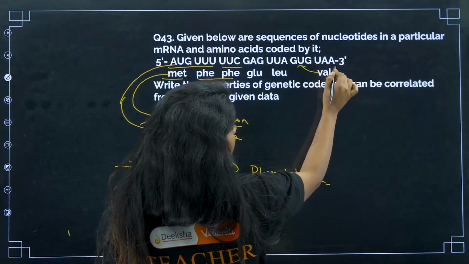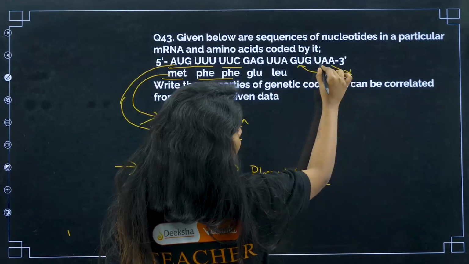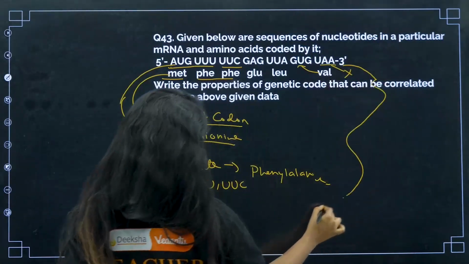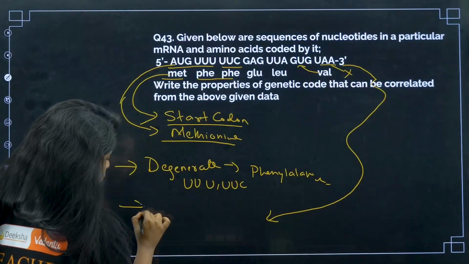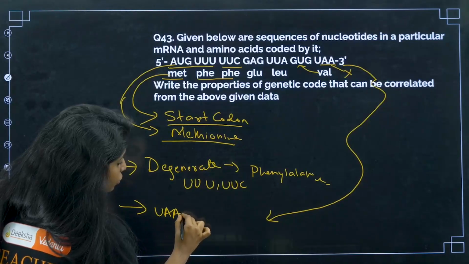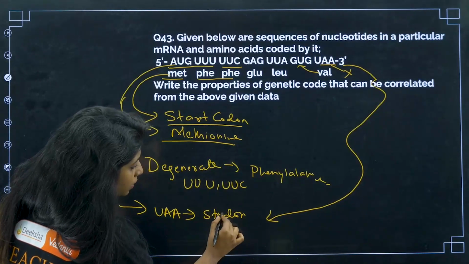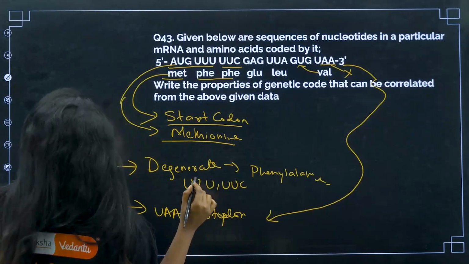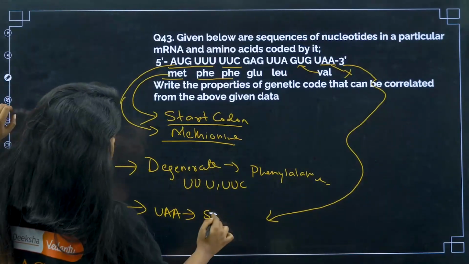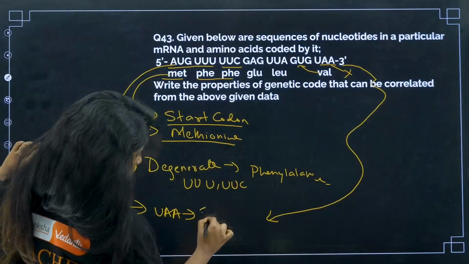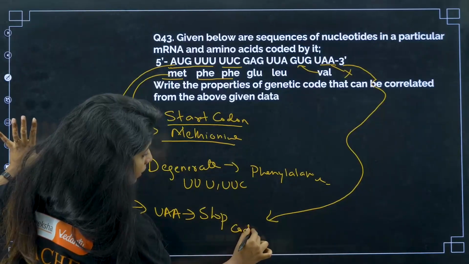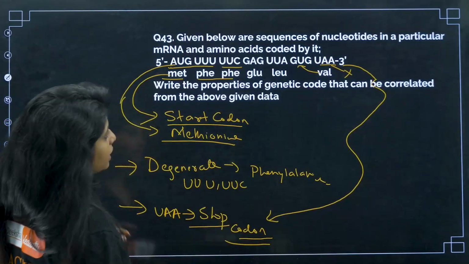Actually, GUG is for valine, that is being put over here. So UAA is not going to code for anything. That means there are stop codons as well. These are what, my dear children? Stop codons. They do not code for anything, they just terminate the process of translation.